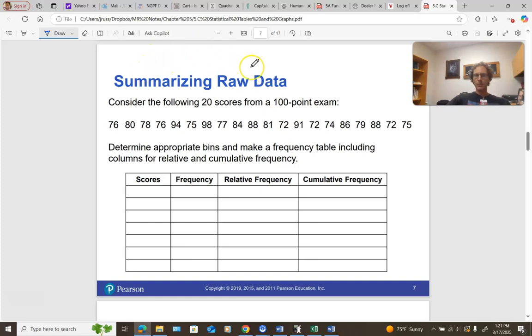So summarizing raw data. Raw data just refers to the actual data itself before you've done anything with it. So in this situation, we'll consider the following 20 scores from a 100-point exam. Okay. So all these numbers right here, guys.